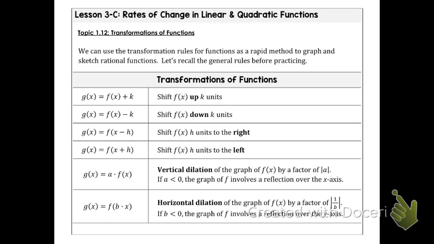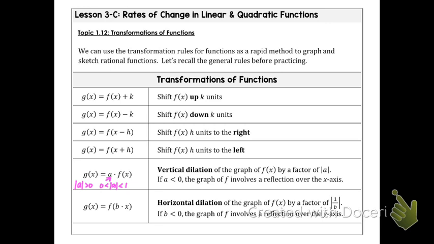If it has a number in front of the function, outside of the x, it's going to be the vertical dilation. Let me write this here. If the absolute value of a is greater than 1, it's going to be a stretch. And if the absolute value of a is between 0 and 1, then it's going to be a compression, or a shrink. And also don't forget that if it's negative, that means it's going to be a reflection over the x-axis.